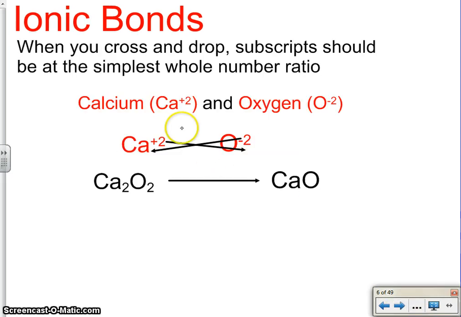So just to look at another one, calcium and oxygen, Ca plus 2, oxygen negative 2, cross and drop our charges, we get Ca2O2. Remember that when these numbers, because they are ratios, can be simplified, we simplify them. So instead of Ca2O2, we just have CaO. Same goes if I have 2 and 4, 3 and 6, 6 and 4, etc. Anytime these numbers can be simplified, we do simplify them. So just keep that in mind as well.